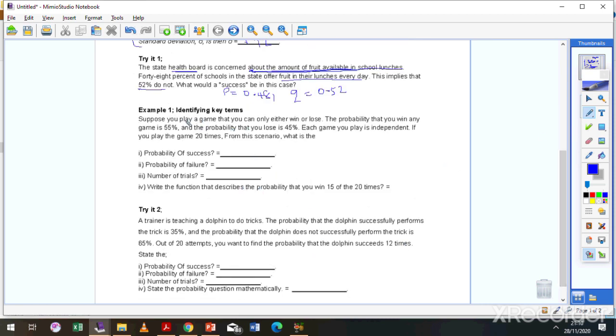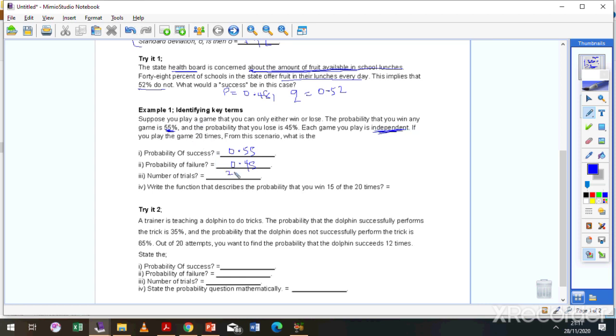Another question in here: you play a game, you can only win or lose. The probability that you win is 0.55, right? So that means the probability of success is 0.55. The probability that you lose is 0.45, so failure is 0.45. Each game you play is independent, okay, so this confirms that it's a binomial distribution.